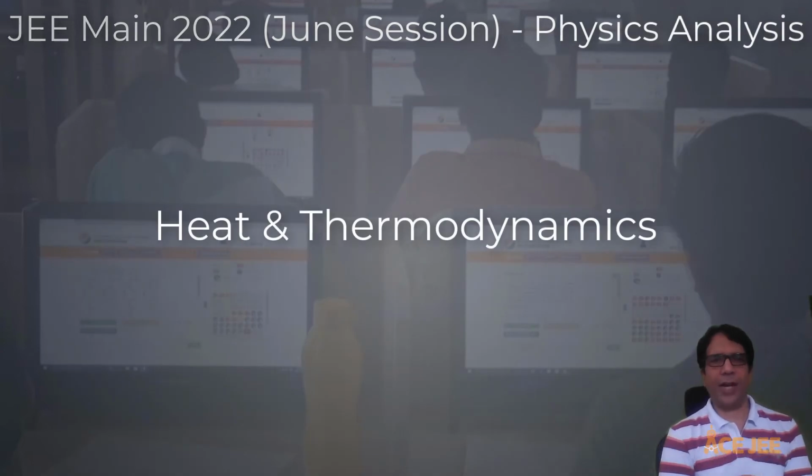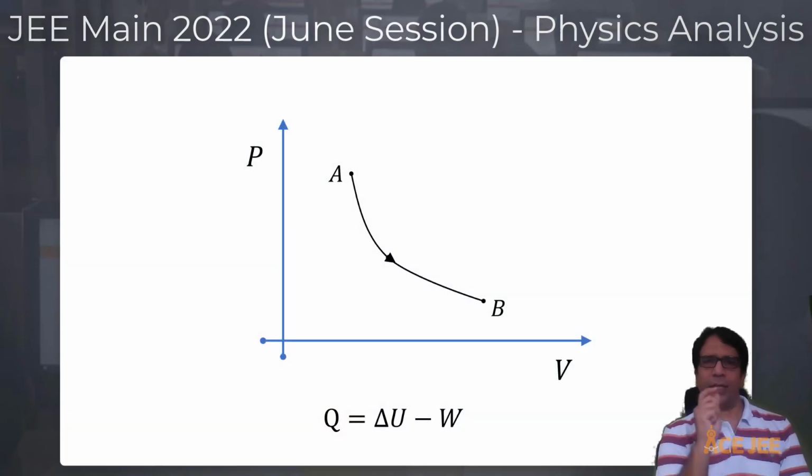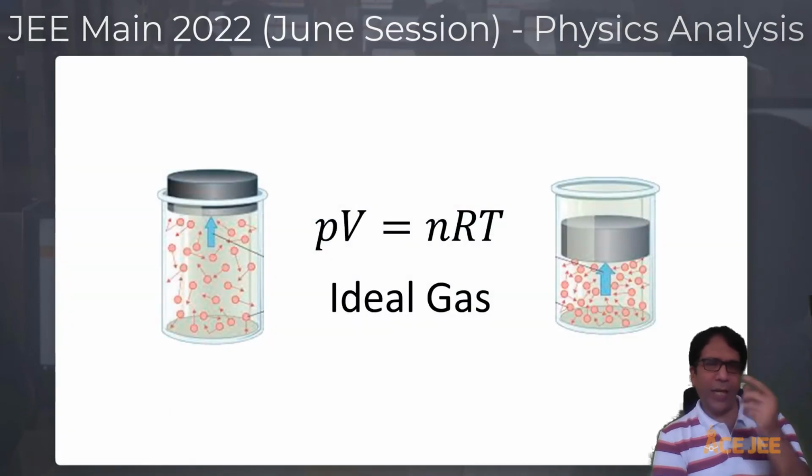So here I'll talk about nine different types of questions that you should be comfortable with. Number 1, Carnot heat engine. Make sure that you are pretty comfortable with the efficiency, use of the fact that the net entropy change is 0 for the complete cycle, and the fact that the net work done is QH minus QL. In the next one, given a thermodynamic process, you'll be asked to find either the heat released or heat absorbed, change in internal energy, work done, or molar heat capacity for some standard or non-standard thermodynamic process.